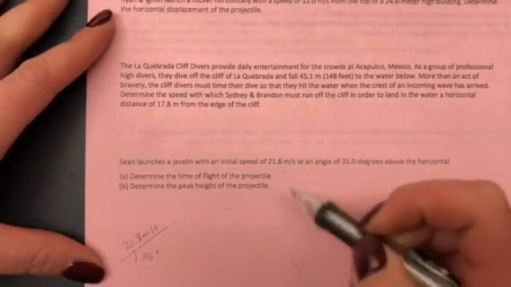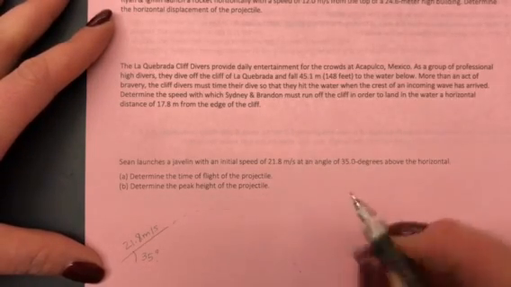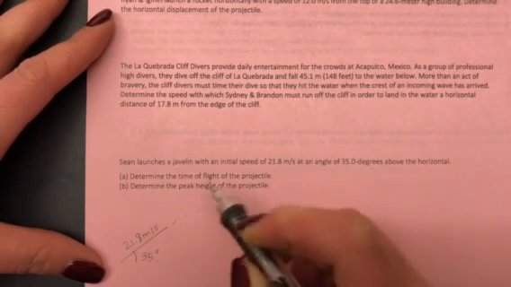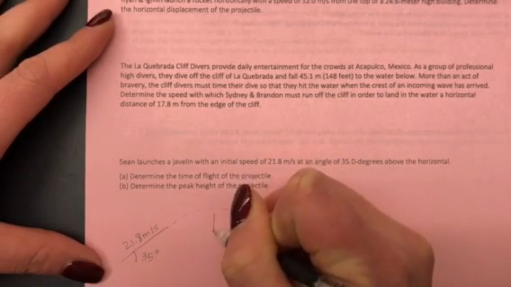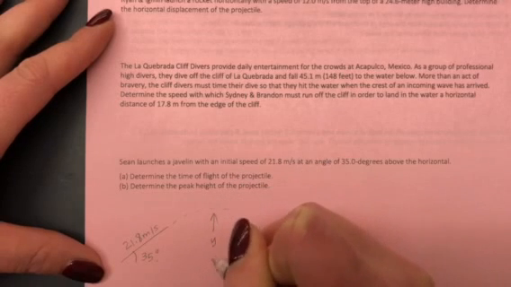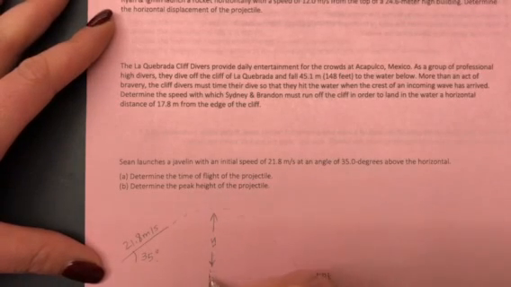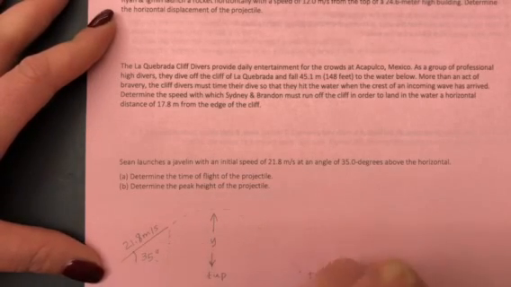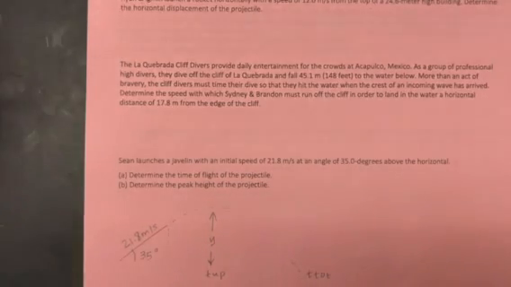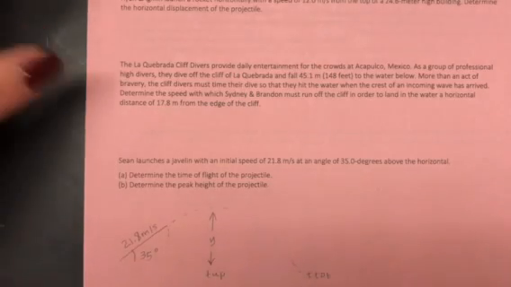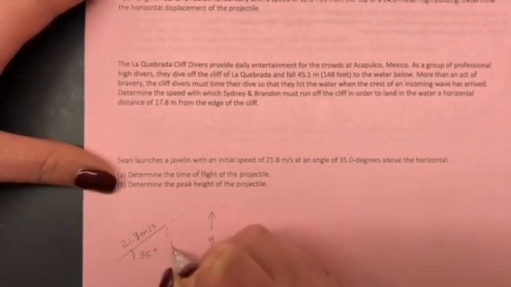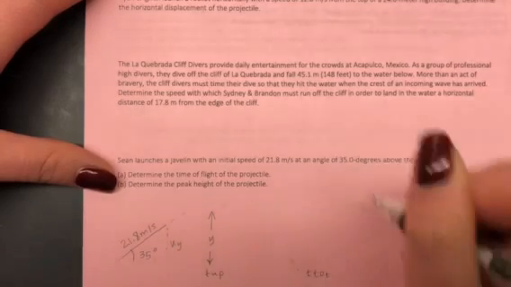So we're to determine the time of flight of the projectile, so we need to know t total. We also need to determine the peak height of the projectile, so we need to find y. So in order to find y, we need t up as well. This means that all we really need to find, since these are both things we can find using vertical information, is v initial in the y direction, or in the vertical direction.